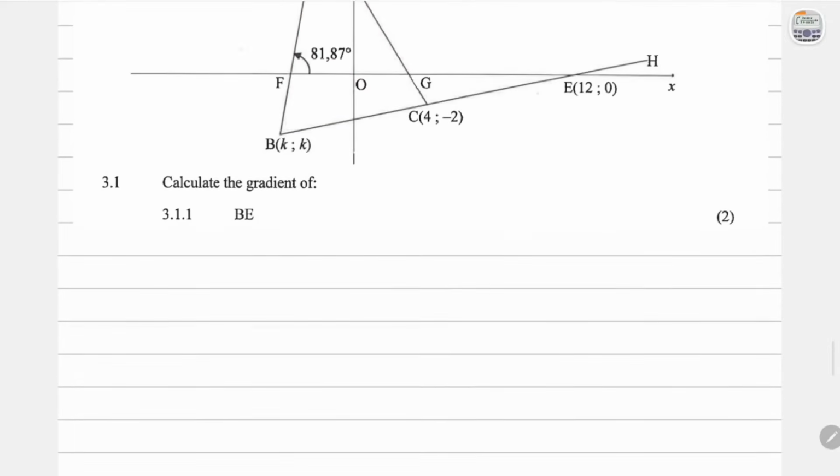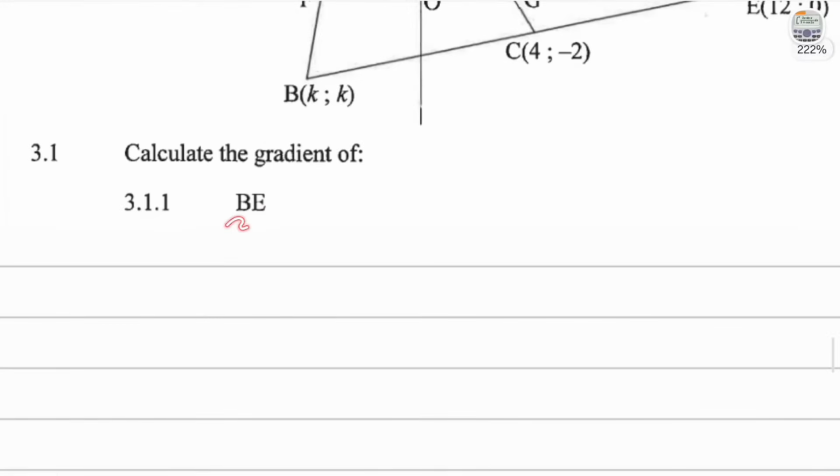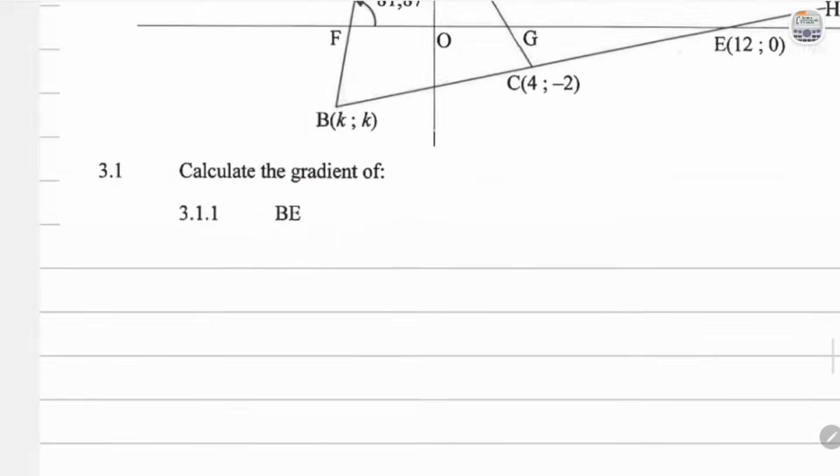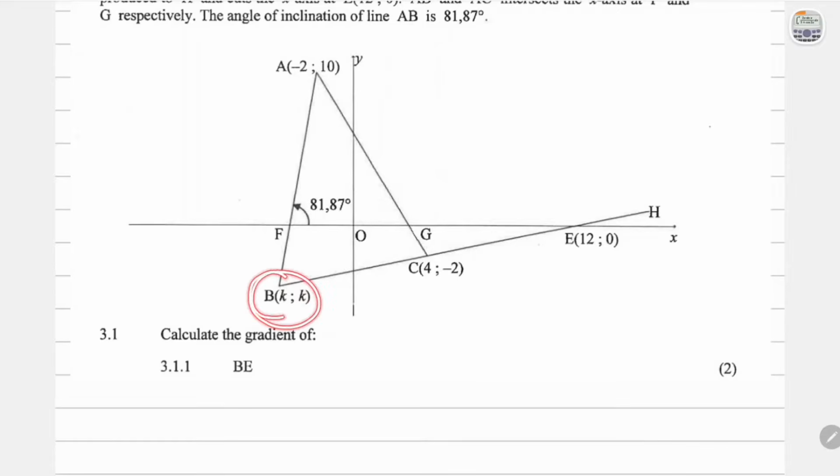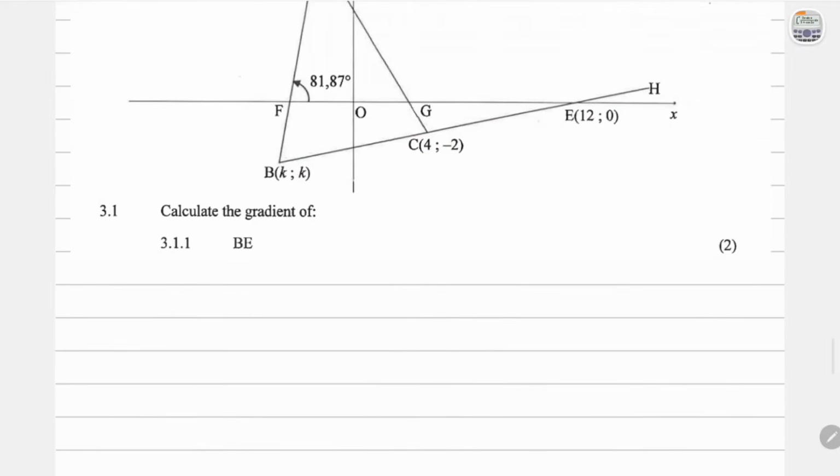And question 3.1 says calculate the gradient of, 3.1.1, BE. Okay, so looking at BE, we have B, which is missing, and E. Okay, but here's the thing. On this line BE, we also have another point, C. They are collinear, meaning they share the same gradient. The slope is exactly the same since it is constant. So let's go ahead and find the gradient of CE, and that will be the gradient of BE.